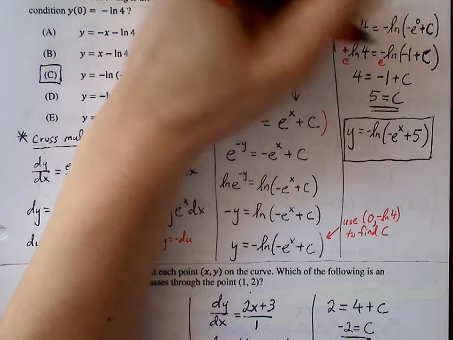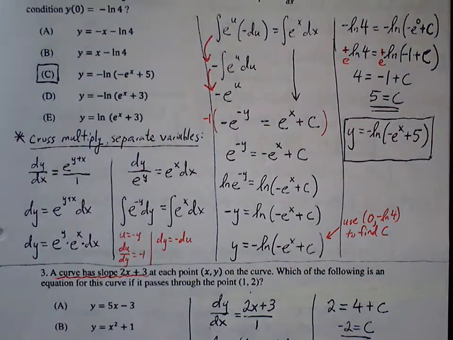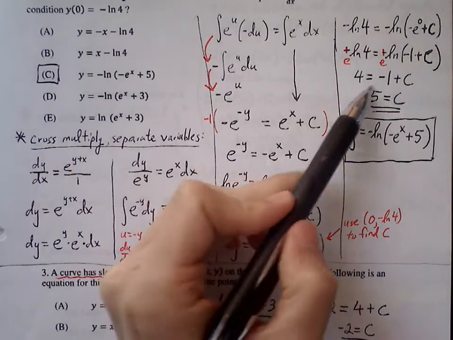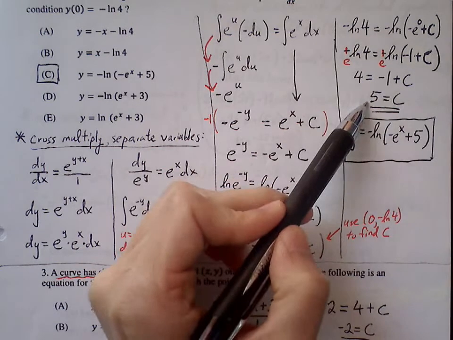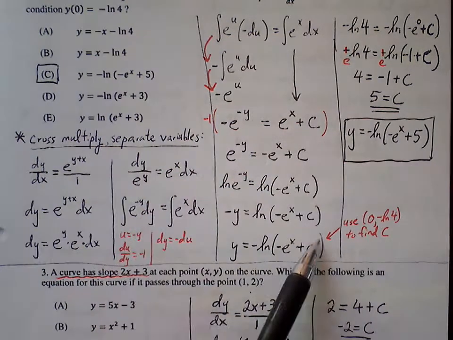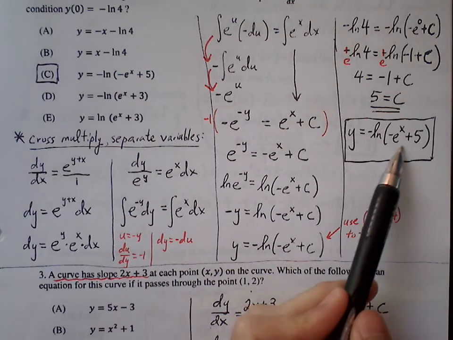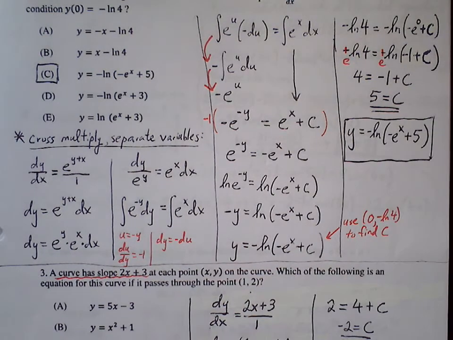All right, get those negatives to go away. So 4 is equal to negative 1 plus c. Add 1 to both sides, we get c equals 5. So y is equal to negative natural log, negative e to the x plus 5.